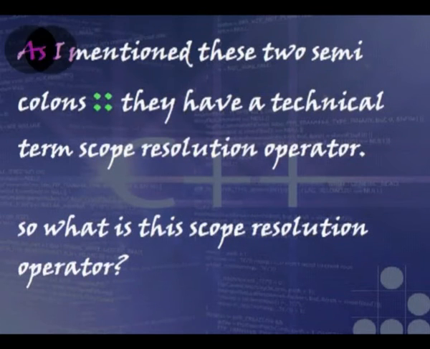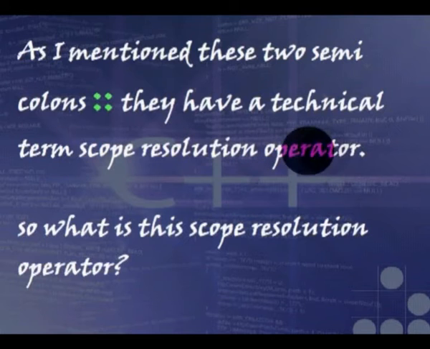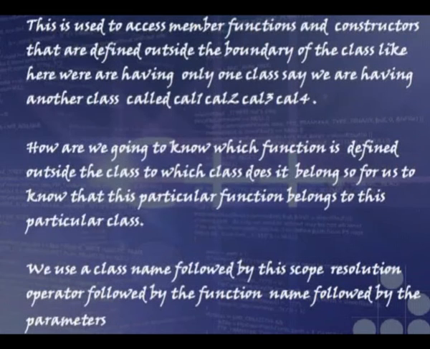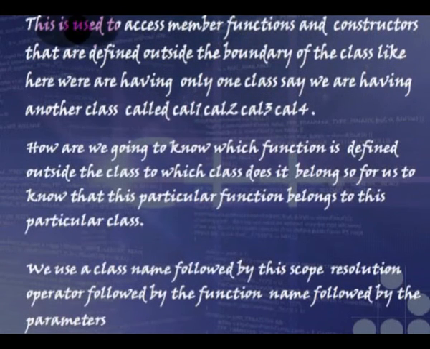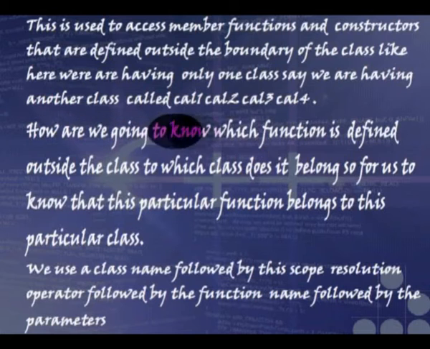Now, these 2 colons are called the scope resolution operator. As I mentioned, these 2 colons have a technical term called scope resolution operator. So, what is this scope resolution operator? This is used to access member functions and constructors that are defined outside the boundary of the class. Like here we are having only one class, say we are having other classes called cal1, cal2, cal3, cal4. How are we going to know which function is defined outside the class? To which class does it belong?